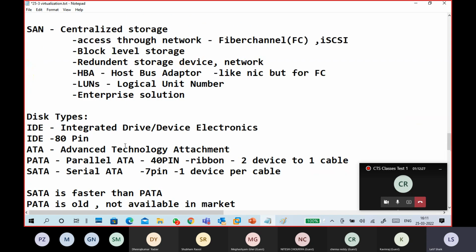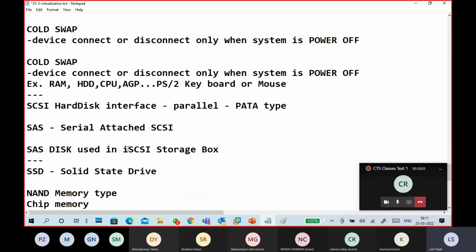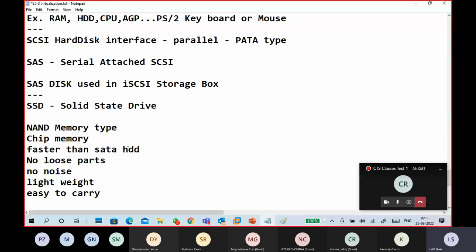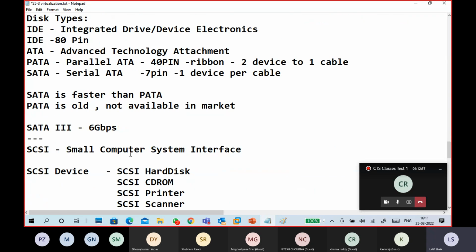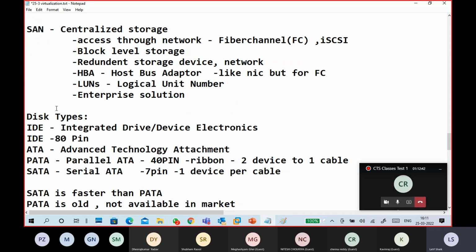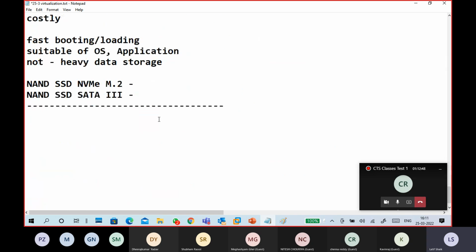So we completed storage types and disk types. I didn't show you many pictures, but these are the main information regarding disk types and storage types. It does not mean the storage subject is completed, guys. There are a few more things. If you want, I will complete the storage part now.